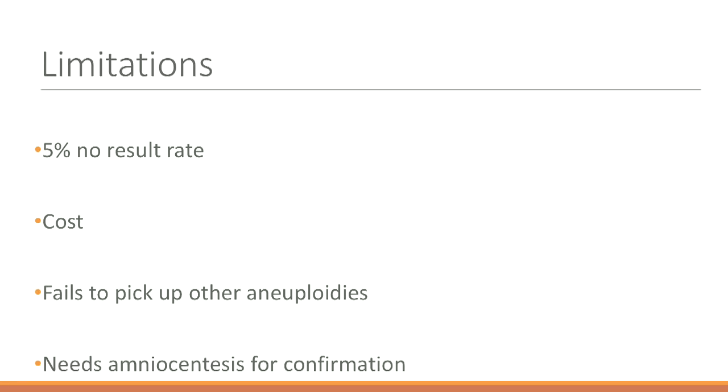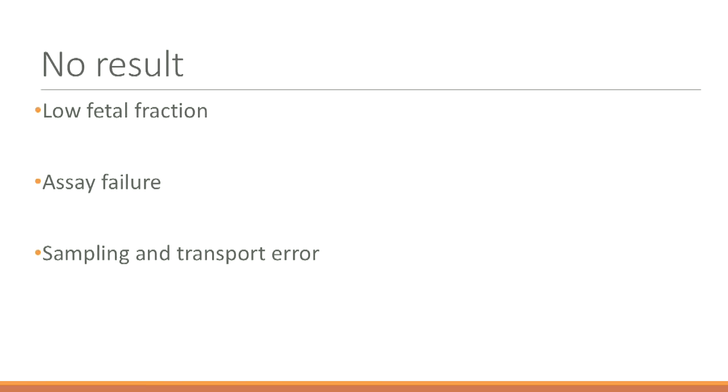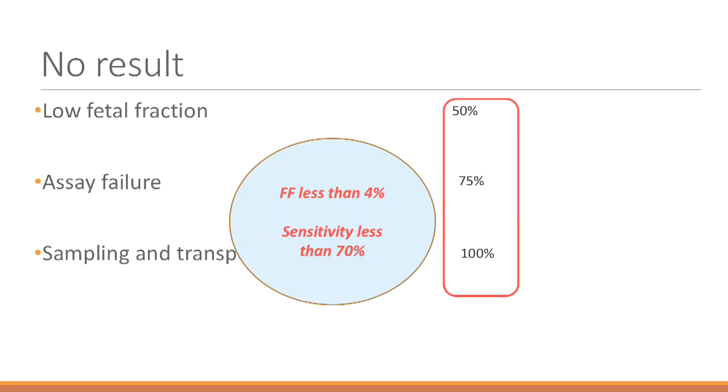I just want you to concentrate on one point, the no result rate. Now why is it that when you do an NIPT, such a good test, you get no result? That could be because you have reduced fetal fraction, or you could have assay failure, or you could have sampling or a transport error. Assay failure or transport error can be corrected, but the biggest problem is fetal fraction.